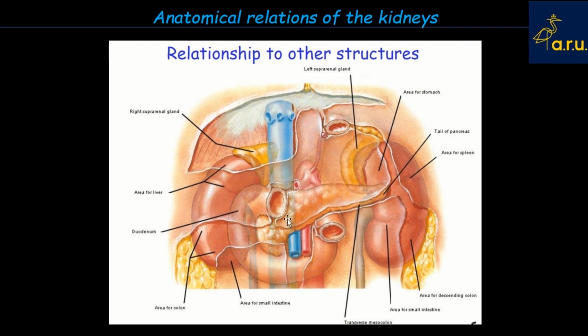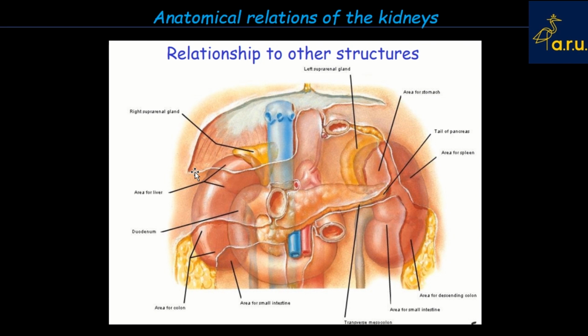In addition, we can see the pancreas, the body of the pancreas extending to the left as the tail, and the tail being the anterior relation of the left kidney over here. Posteriorly, what we can see is that the diaphragm is extending behind both the kidneys. So the diaphragm is the posterior relation of the kidneys as well.